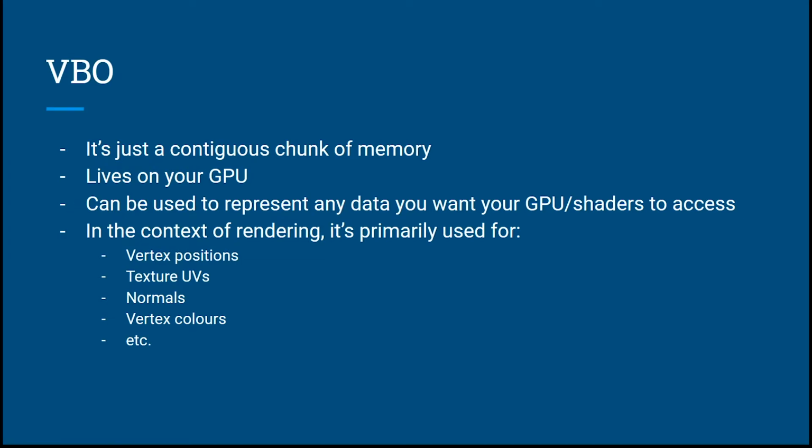So VBO, really all it is, it's a way to store data on GPU memory, right? It's a contiguous chunk of memory. You decide what that means and how you're going to use it. So you can represent any data. For us, obviously, to represent data related to rendering, such as vertex positions, texture UVs, normals, vertex colors, etc.